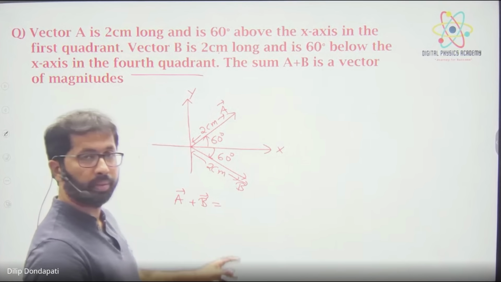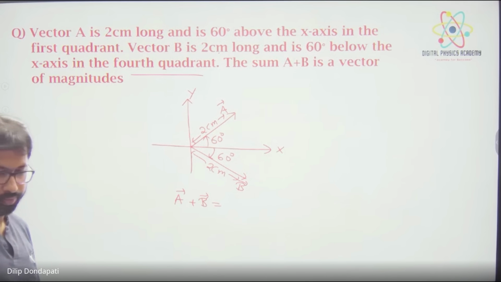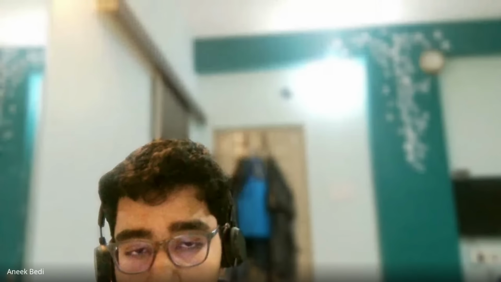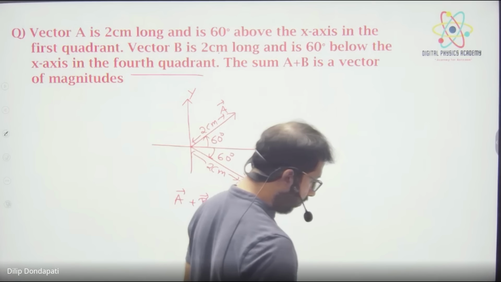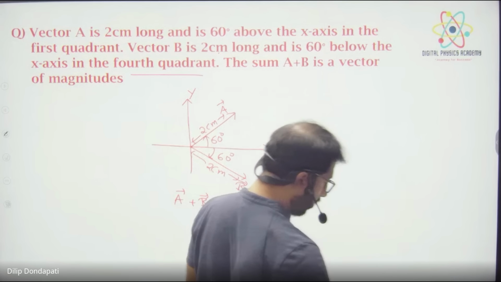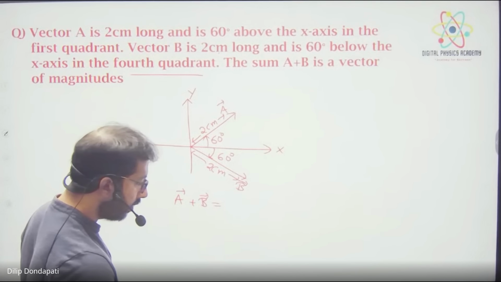Let's see. Understood, right? Say yes. Sir, 4 is the answer. Answer 4? Why 4? Wrong. Oh. How much did you get for the A vector? Sir, I tried another method.